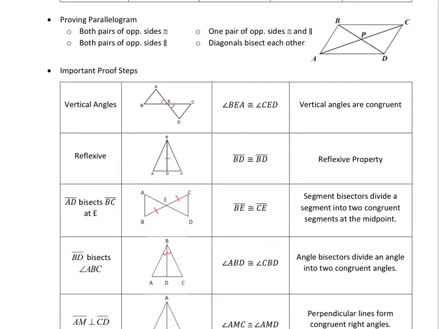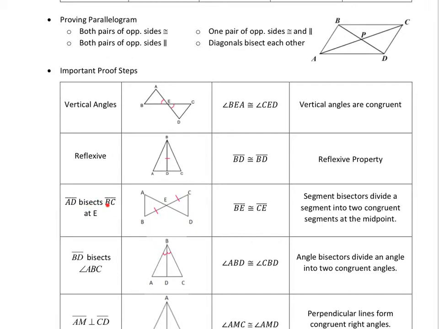Down here we have some important proof steps. Sometimes you'll get to use these vertical angles. They're like a bow tie. You can say that they are congruent to one another because vertical angles are congruent. We also have a property called the reflexive property. Reflexive just means it's a side or an angle that's shared or in common between your 2 triangles that you're trying to prove. So we just say that BD is congruent to itself because of the reflexive property.